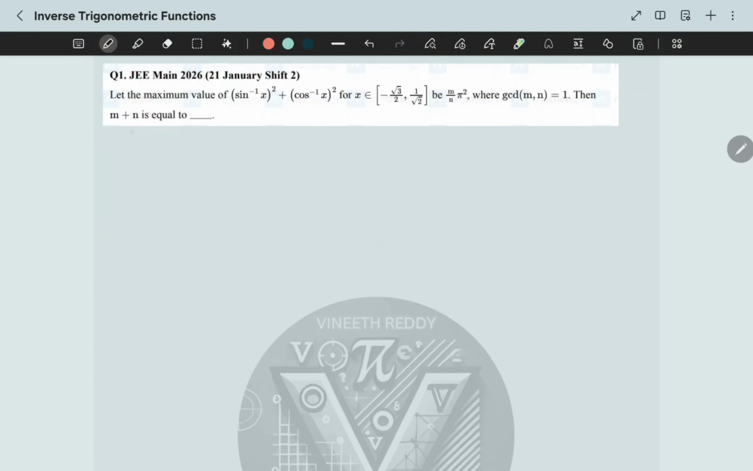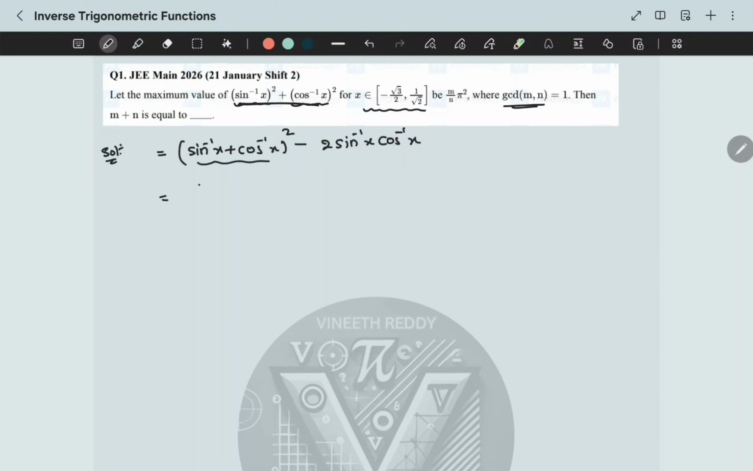The first question says, let the maximum value of (sine inverse x) whole square plus (cos inverse x) whole square, for all x belonging to the closed interval from minus root 3 by 2 to 1 by root 2, be m by n pi square, where GCD of m, n is 1. Then m plus n is equal to. Here we can say that a square plus b square is (a plus b) whole square minus 2ab. So this value can be written as (sine inverse x plus cos inverse x) whole square minus 2 sine inverse x into cos inverse x.